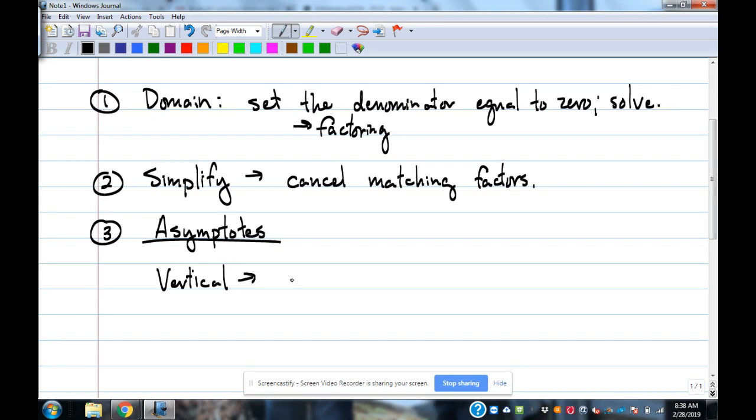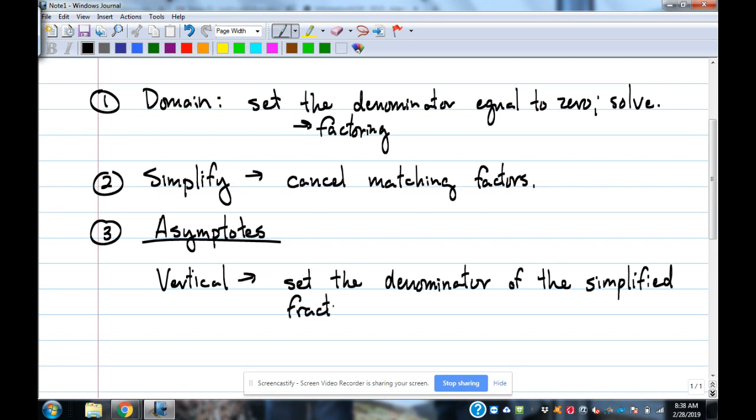Vertical asymptotes: take the simplified denominator and set it equal to 0. So set the denominator of the simplified fraction equal to 0. So it's got to be the simplified fraction.